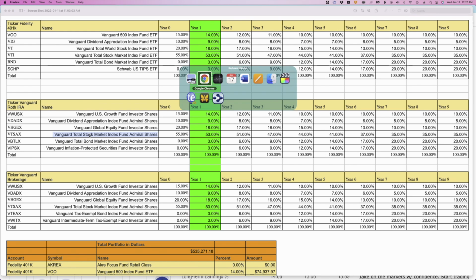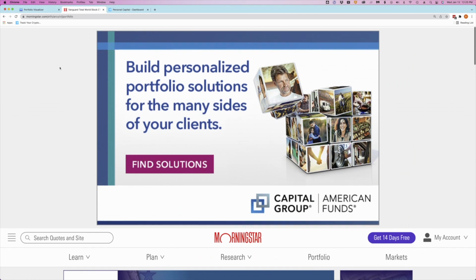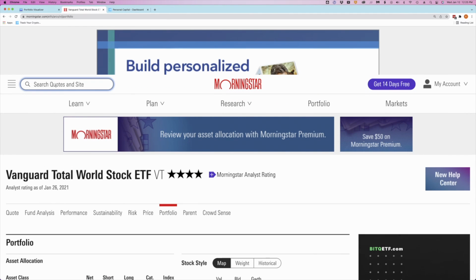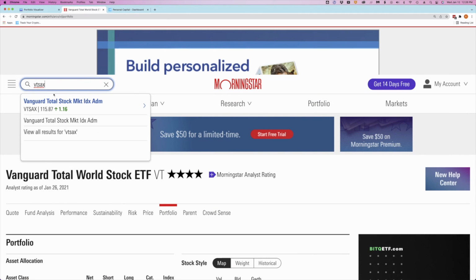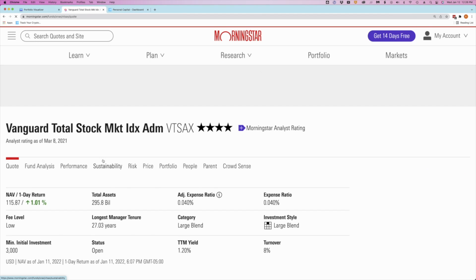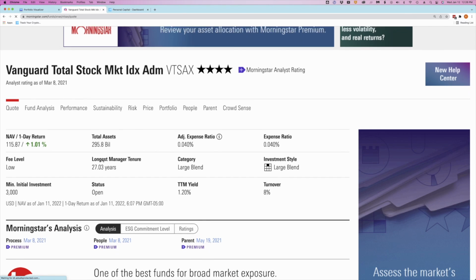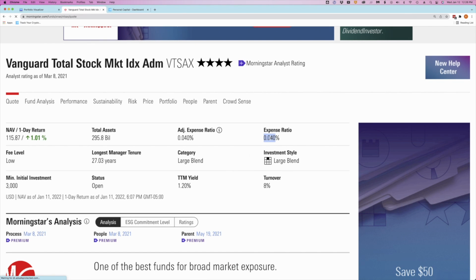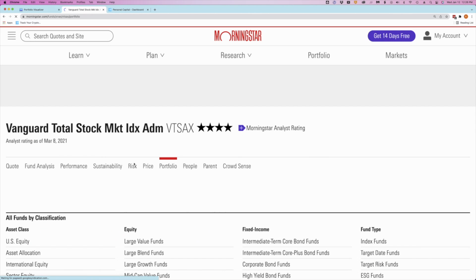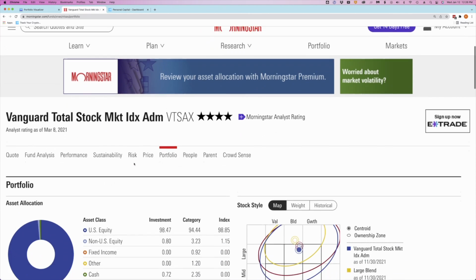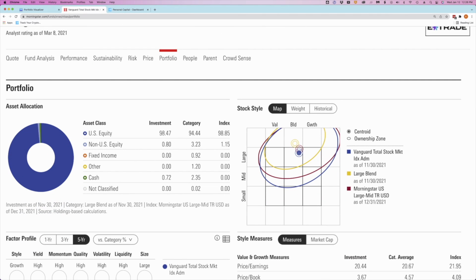And if we go back to Morningstar, we'll look up one of them. We'll look up the mutual fund version this time. Here it is. Now, again, kind of the same thing we want to do every single time. What's the cost? All right, 4 basis points. Good, that's inexpensive. And can it be our core US fund? And sure enough, it's virtually all US equity.